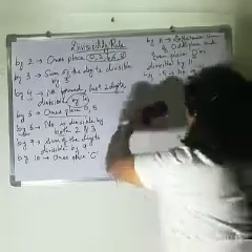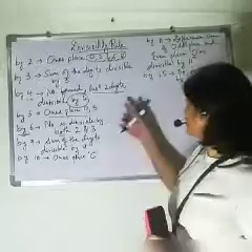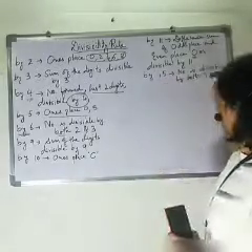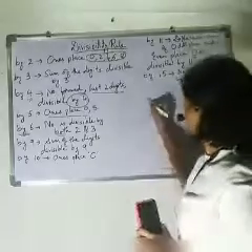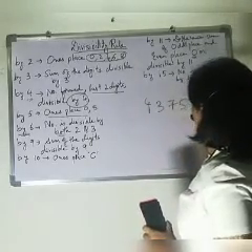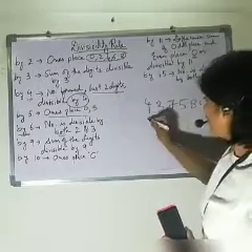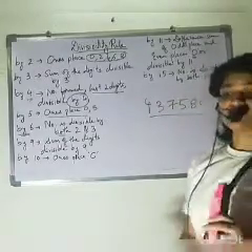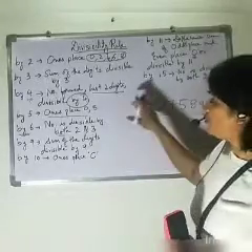Next one, same way: how to check whether a number is divisible by 15 or not. Let me give one example, the number 437589. The number must be divisible by both 3 and 5. We have to see whether this number is divisible by both 3 and 5 or not. So what is the rule for 3?